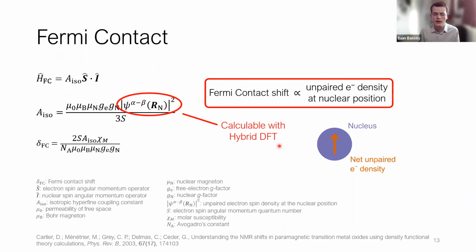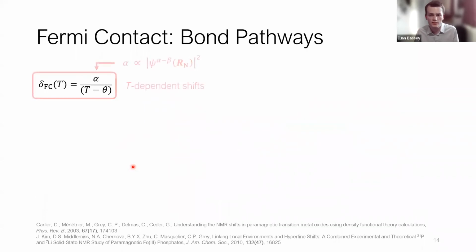And this is something that Clare's group specializes in quite a lot. And then the last thing we can also note from these equations is that this Fermi contact shift, the parameter that we're interested in, has a Curie-Weiss-like dependence, which means it depends on the magnetic properties of the system. So if we examine that in a little bit more detail, where I've just rewritten this equation in a Curie-Weiss-like way, where this alpha parameter is essentially all those constants, and of course the spin density at the nuclear position, divided by this Curie-Weiss parameter, this gives us these temperature-dependent shifts.